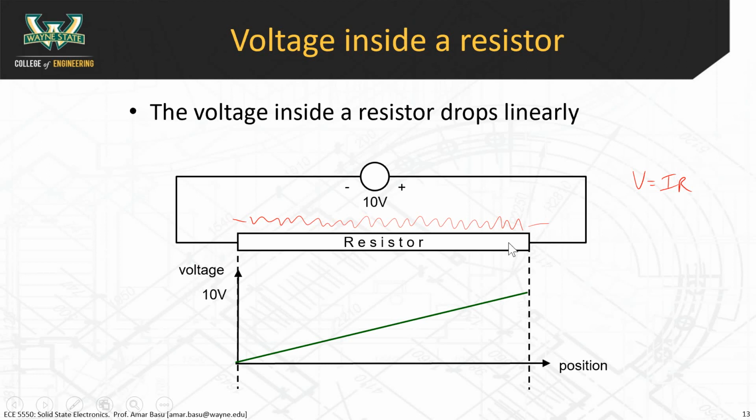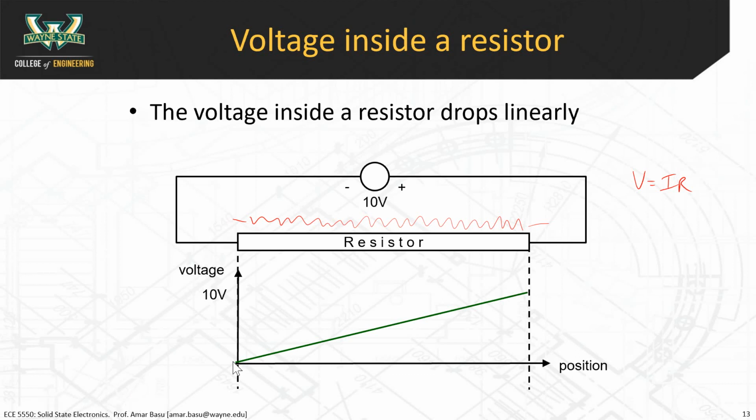No, that's not what happens. The voltage drops gradually as you go across the resistor, right? That's what's shown here on this slide. This is showing the position, the x-axis. You can think about this as the x-axis. The y-axis is the voltage. The voltage is going from 10 volts to 0 linearly as you're going across the length of the resistor.